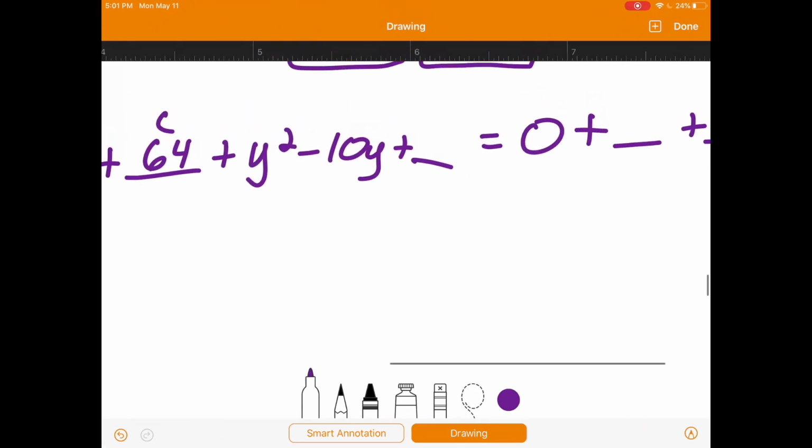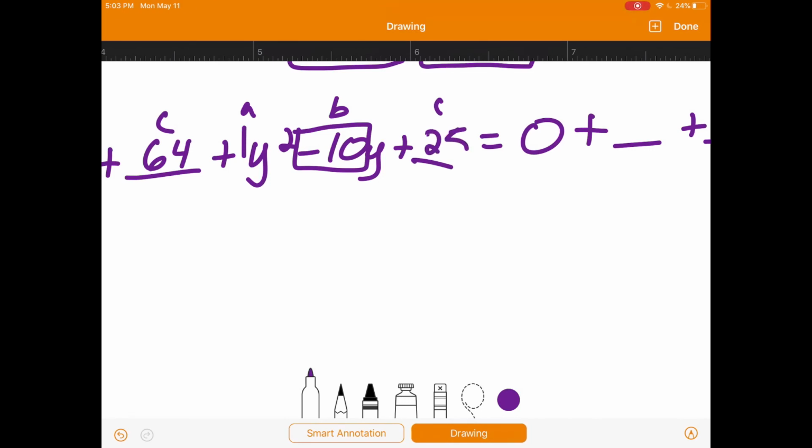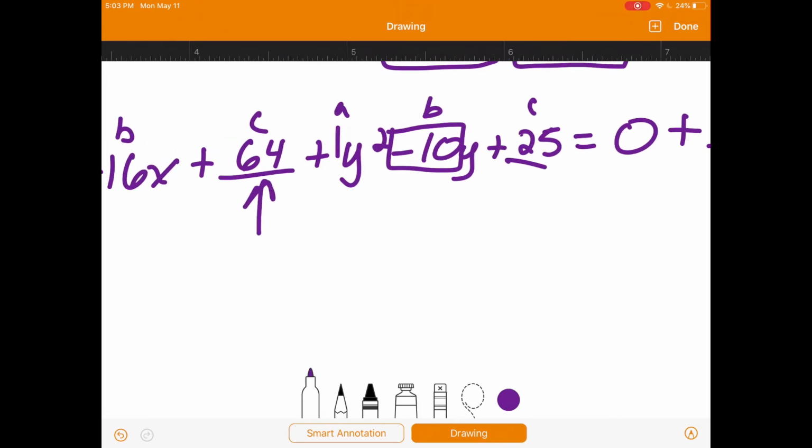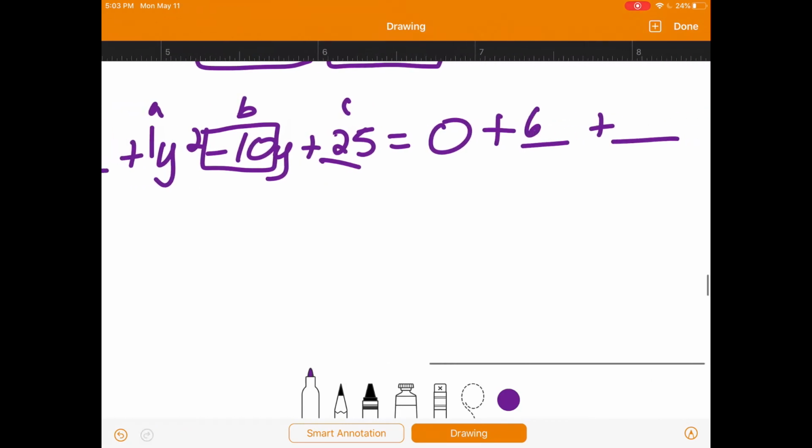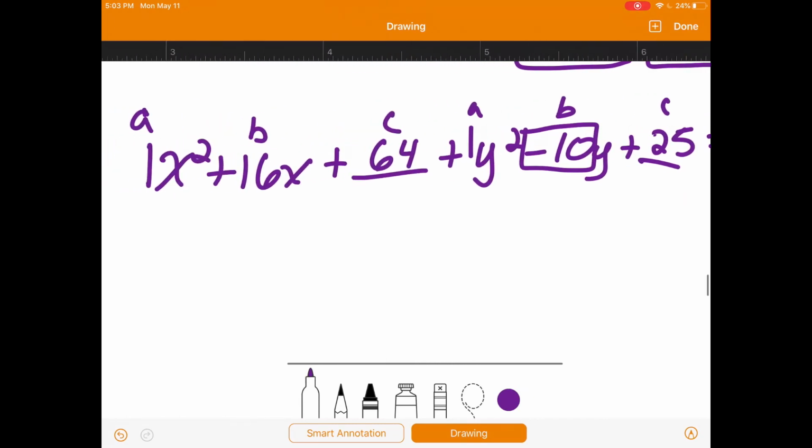Do the same thing for this section. So we have 1 as A, negative 10 as B, and this is C. We're going to do B over 2 squared. So B over 2, that's negative 10 over 2, so that's negative 5. Negative 5 squared is 25. So our two blanks are 64 and 25. So we're going to put 64 and 25 over here.